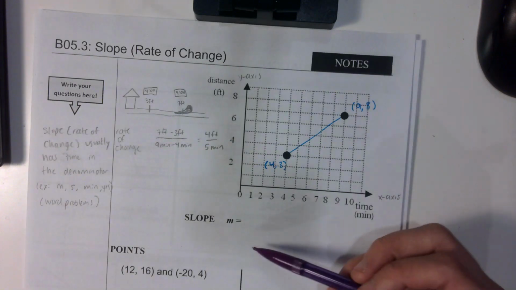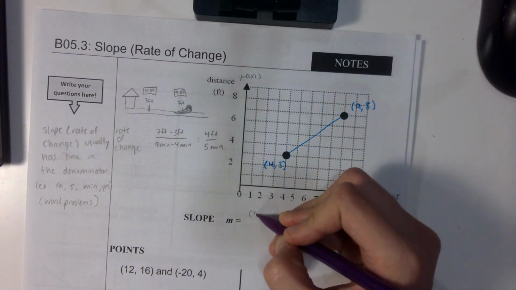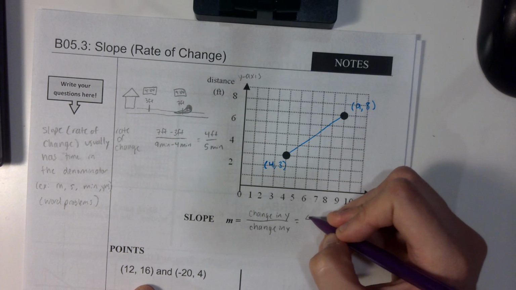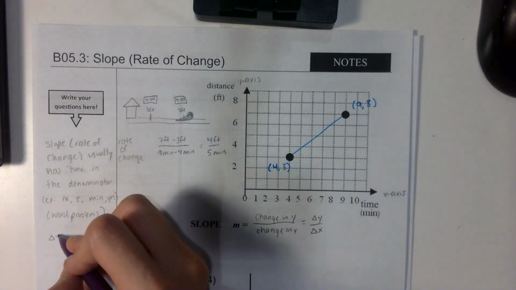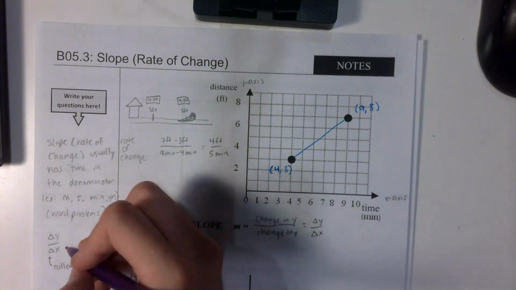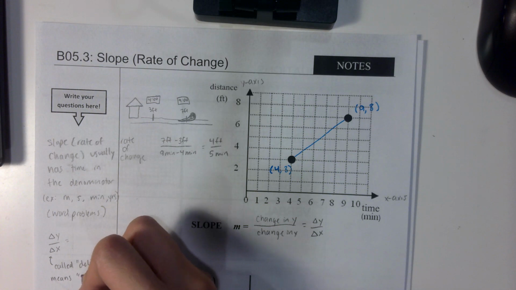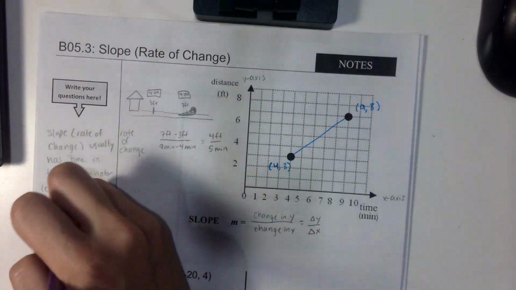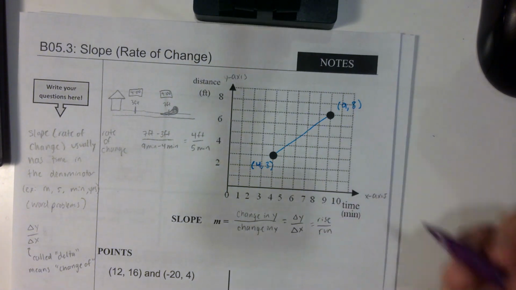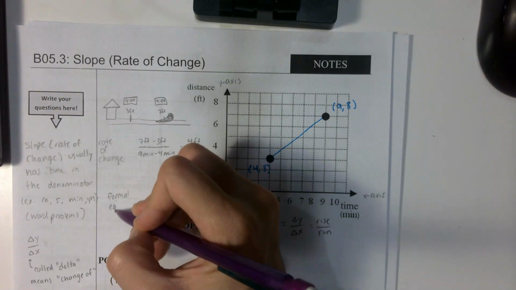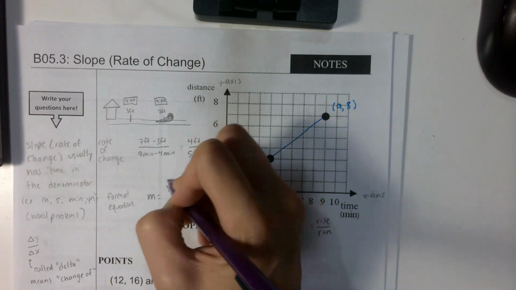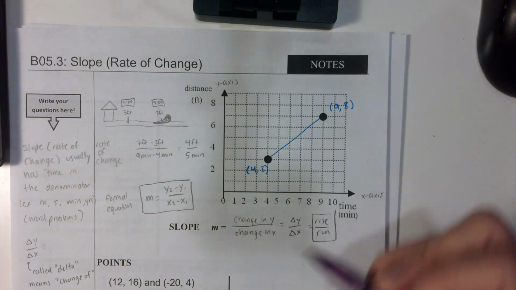Okay, but if we look here, we have a lot of ways to do slope. So we can do change in y over change in x. We could have delta y over delta x. This is called delta. It's a Greek letter, and it pretty much just means change of. We could have rise over run. That's a really common one. Or we could have the formal definition, formal equation: m equals y2 minus y1 over x2 minus x1. So I'd say rise over run is the most common, and then this formal one.